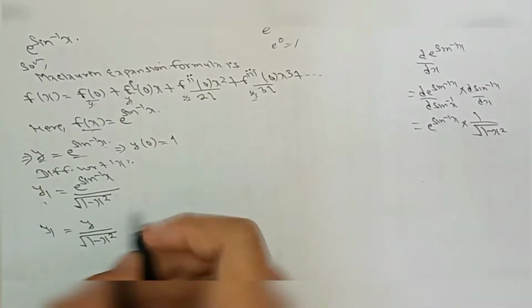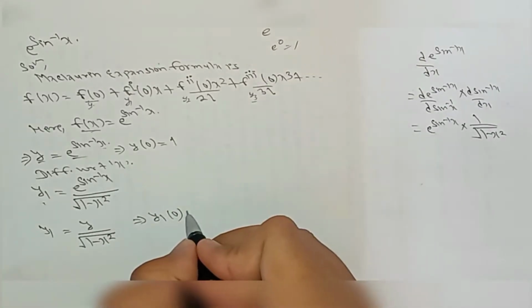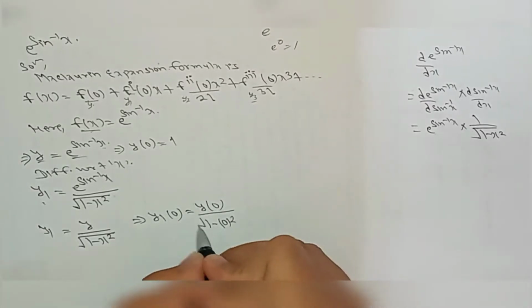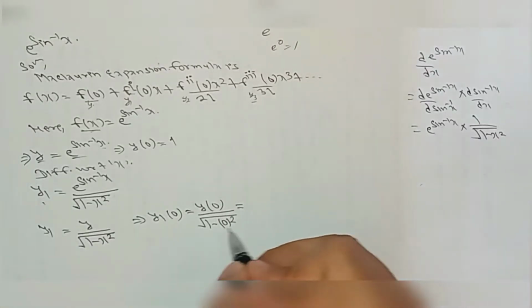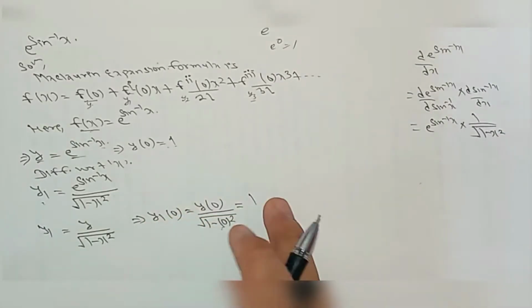So here is y1. y1 of 0 means if we put 0, it becomes y of 0 by root under 1 minus 0 square. Since y of 0 is 1 and the denominator is 1, y1 of 0 is 1.